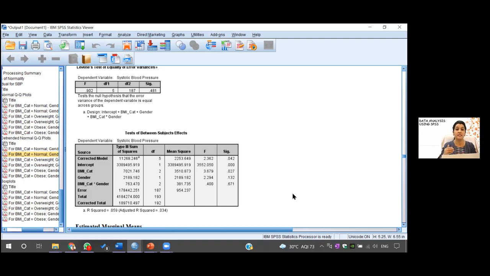Now somebody may say, why can't I perform two separate one-way ANOVAs? For gender, you don't need to perform one-way ANOVA. You will perform an independent sample t-test, as we said. But in this case, although the interaction is not significant, the interaction is there. That's why you go for this two-way ANOVA, because two-way ANOVA gives you the estimated marginal mean.